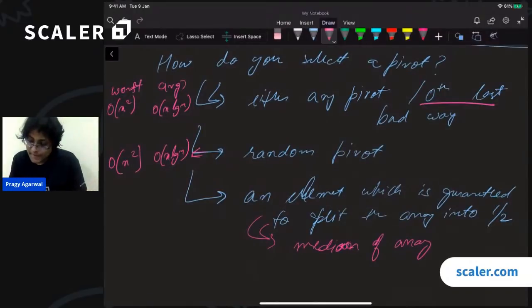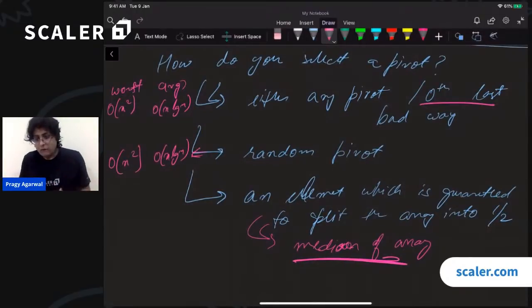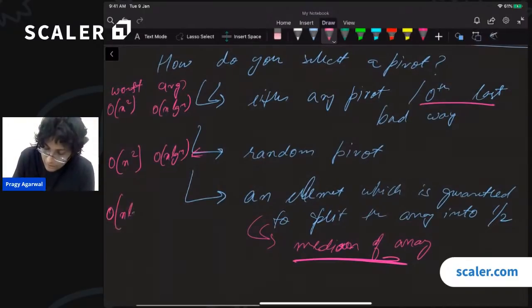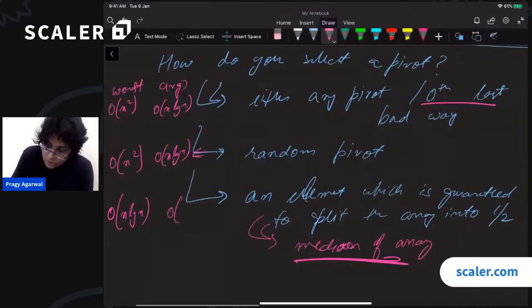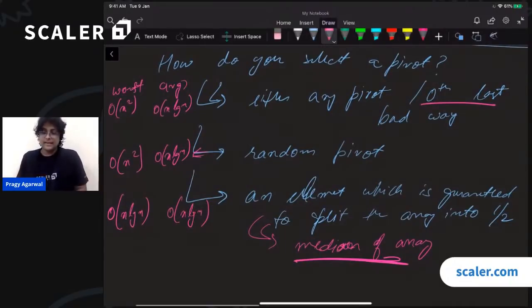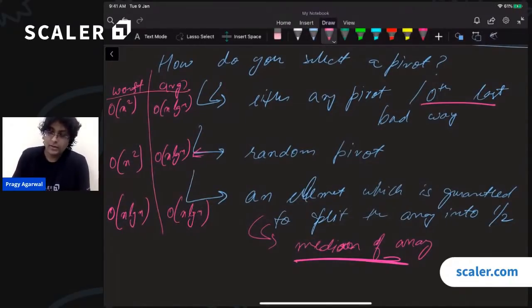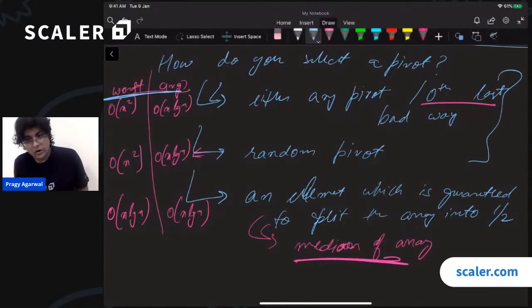Okay. For this median case, now we are choosing the pivot intelligently. So in this case, the worst case will be order of n log n, because it is guaranteed that our pivot is always the middle element, and the average case is also order of n log n. Is this clear? For both the other cases, the worst case can be order of n square, but if we choose the median of the array, then the worst case is order of n log n. So then it becomes much more efficient.